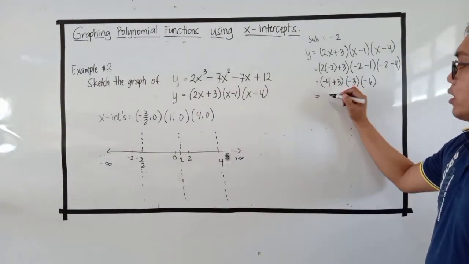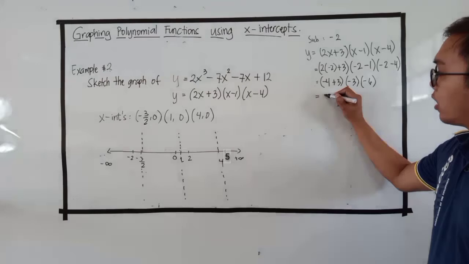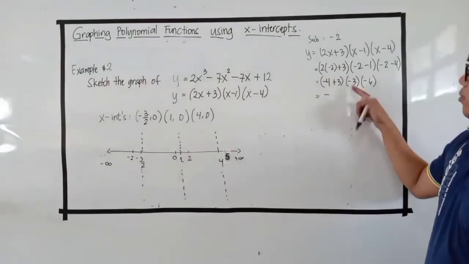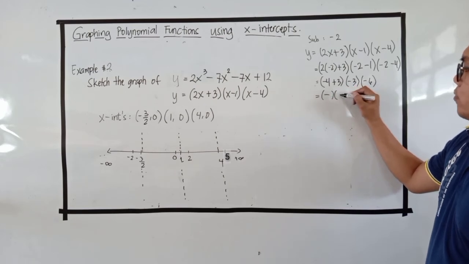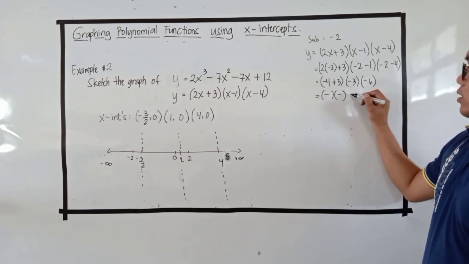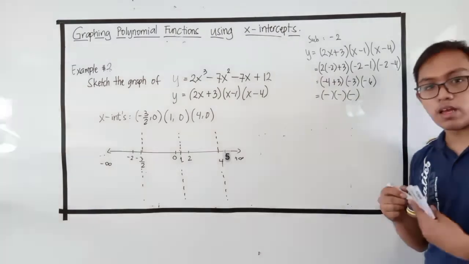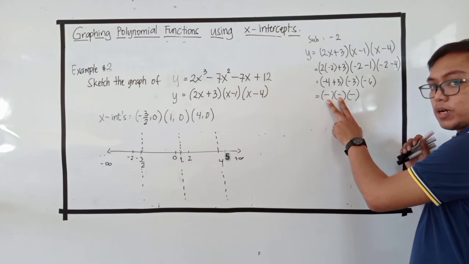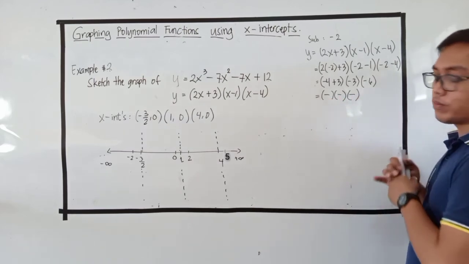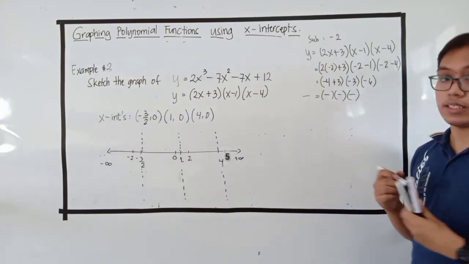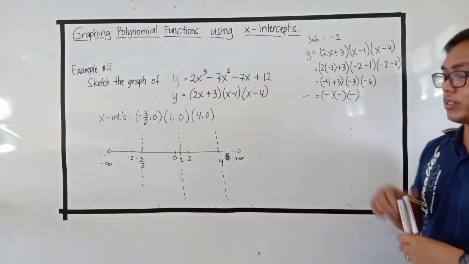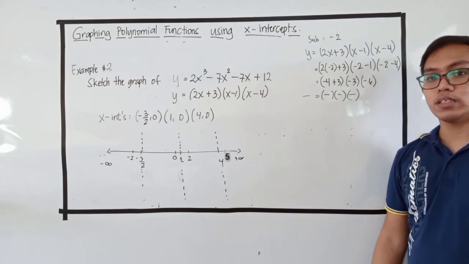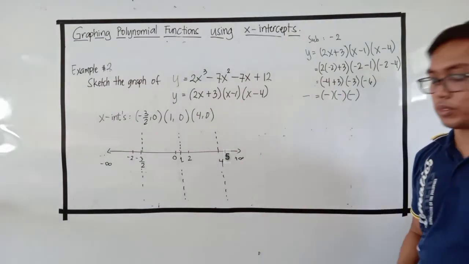Negative 4 plus 3 is negative 1, so the sign is negative. Then negative 3, the sign is negative. And negative 6, the sign is negative. So, negative times negative is positive, times another negative, it is negative. Therefore, the trend of the graph on the left side of negative 3 over 2 tends to go downward.